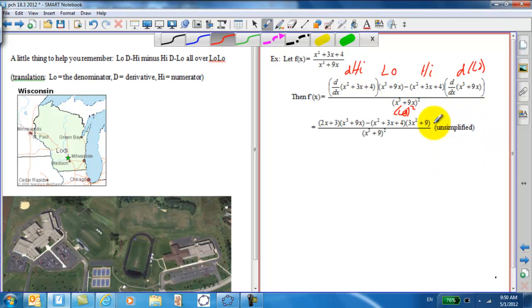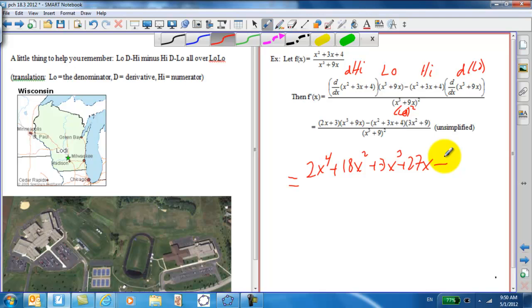Okay? Now this function's unsimplified, technically, so you should expand it all out and see if any terms come out. Let's see if that happens here. So we expand this out, we get 2x to the fourth. First, outer would be 18x squared. Inner would be 3x cubed. Last would be 27x.